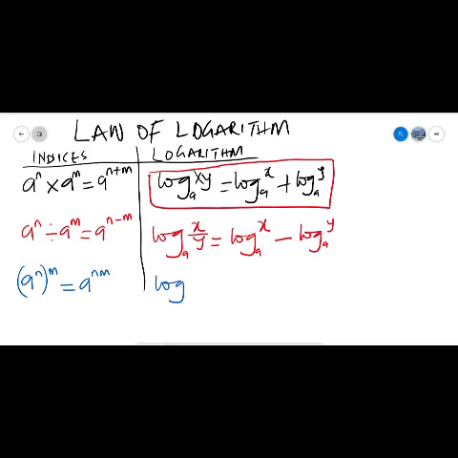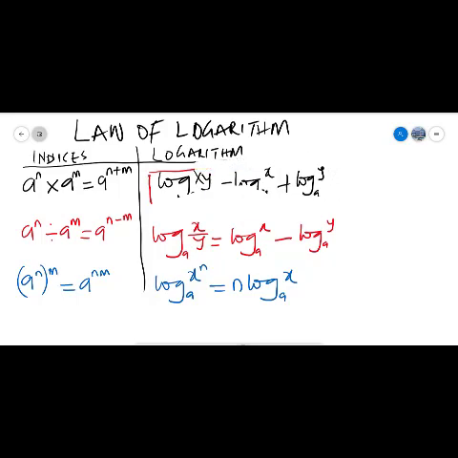log x raised to the power of n base a is equal to n log x base a. All right, take note of this. Take note of this, because we will apply them in solving questions.